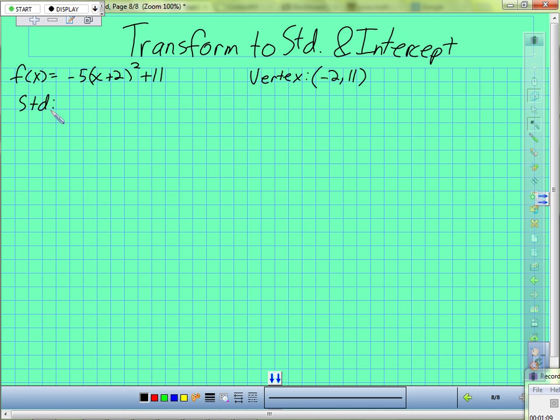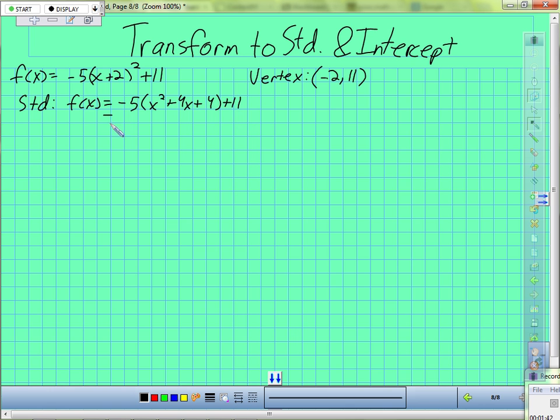Remember, standard form is ax squared plus bx plus c. If we have transformation form and we want to go to standard, just multiply. It follows the form x minus h. You have to take the square of x plus 2, right? So we're going to multiply. I'll do all of the steps, and you might be able to just churn through this.